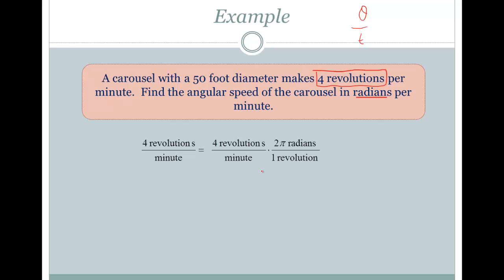What you should know is that there are 2 pi radians in 1 revolution. A revolution is when I start here and come all the way around and get back to my starting point. In order to do that, I've gone around 2 pi radians. So this is the conversion factor, and again, that conversion factor has a ratio of 1. I'm not changing anything. All I did was cancel out my revolutions, and now I'm left in radians per minute. So understand the conversion between radians and revolutions.